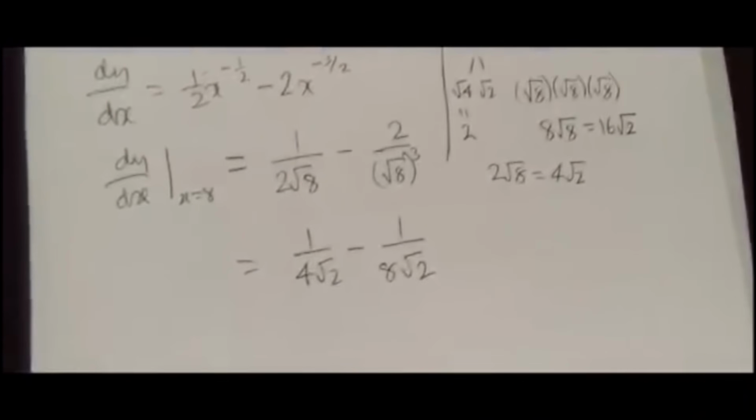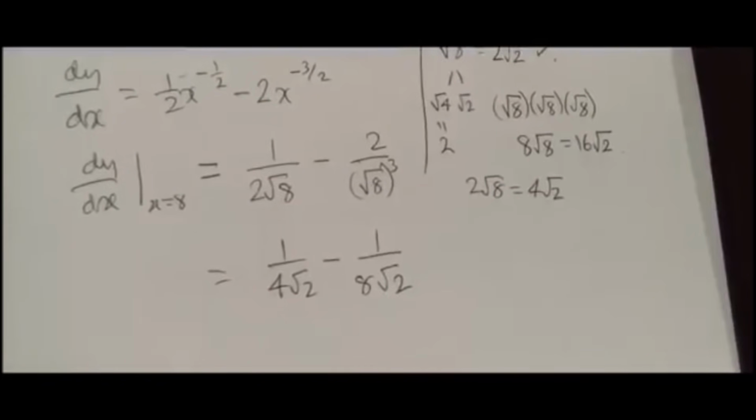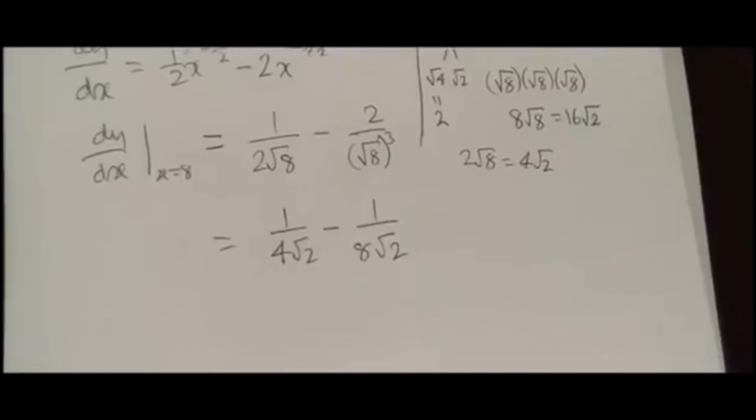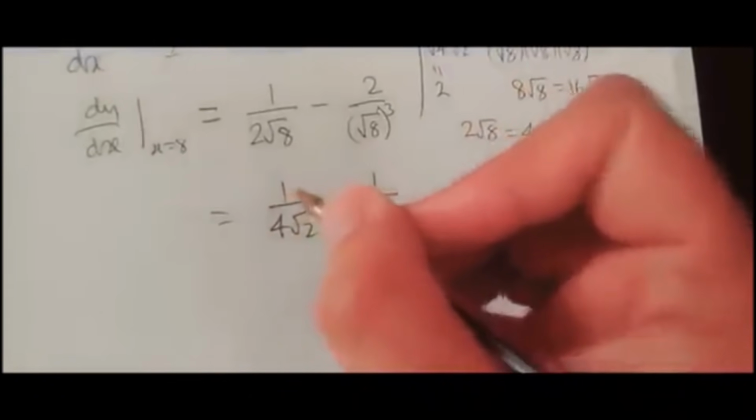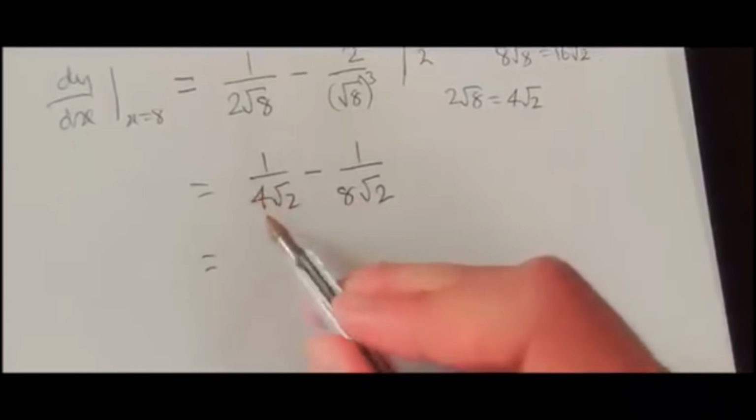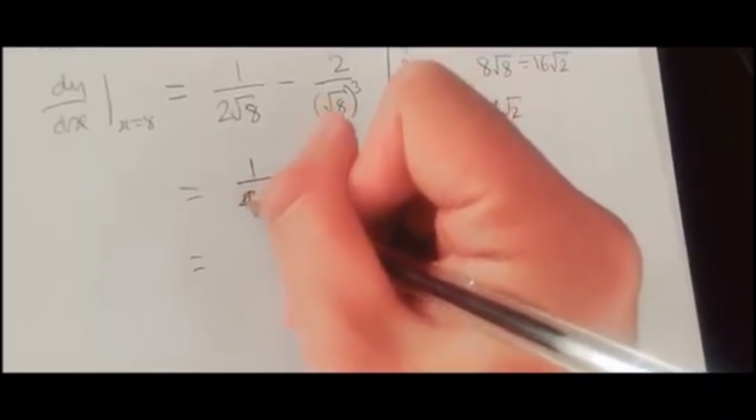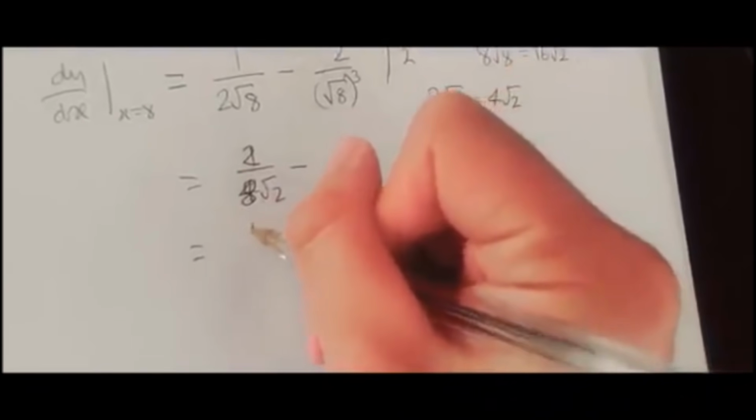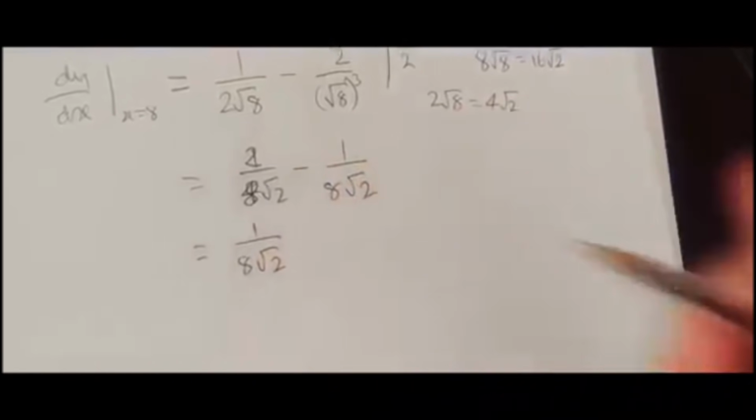Nearly there. Now, the question, of course, wants us in the form of root 2. So what I would personally do is, firstly, let's tidy this up, and then what we need to do is rationalize. So the only way to combine these two is if they have the same denominator. We could just double these two. So make it 8 here and 2 there. So 2 take away 1 is just 1 over 8 root 2.